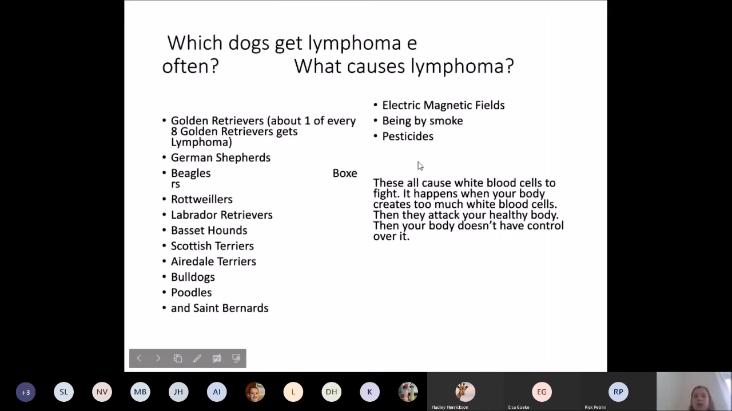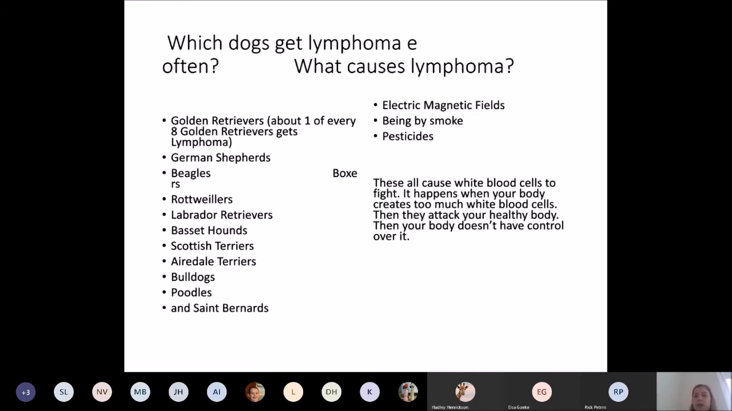Which dog gets lymphoma more often? Golden retrievers have about one in eight that get lymphoma. Others are German shepherds, beagles, boxers, Rottweilers, Labrador retrievers, basset hounds, Scottish terriers, Airedale terriers, bulldogs, poodles, and St. Bernards.